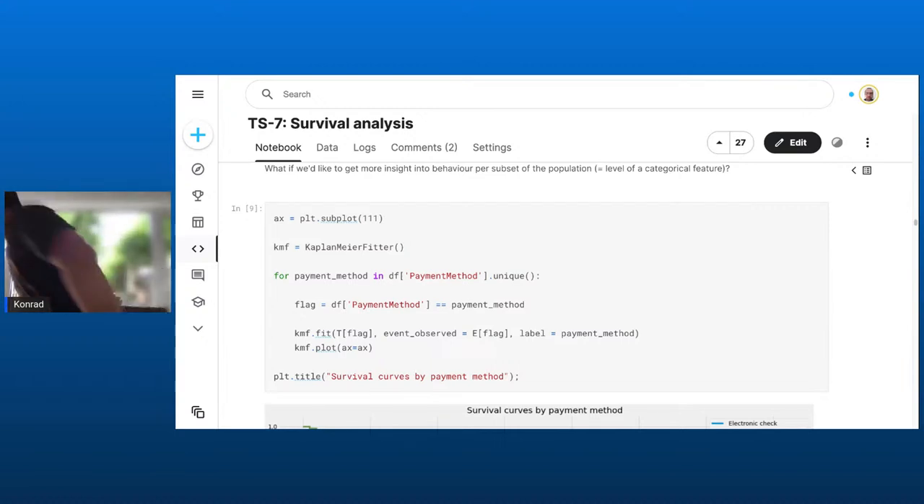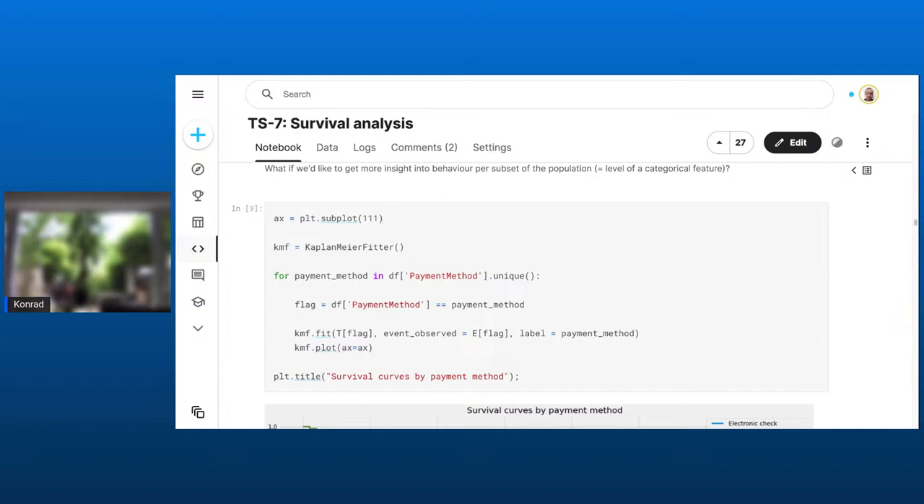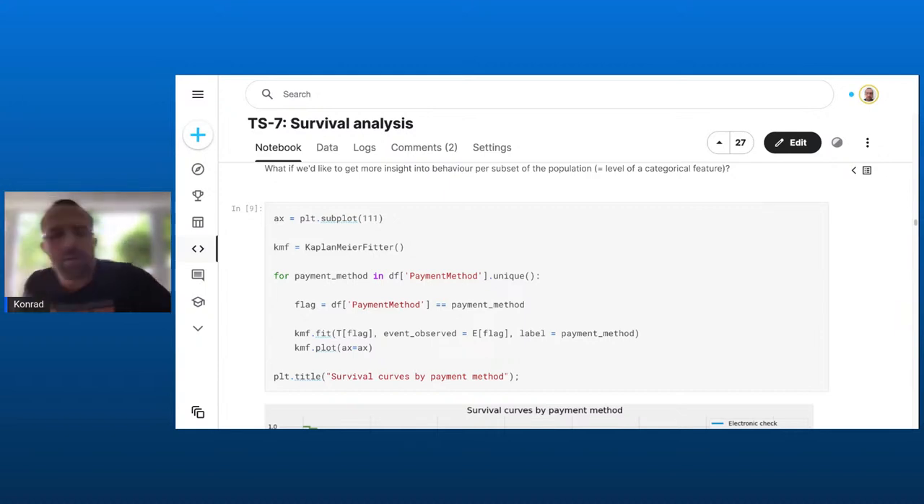Excuse me for one second. I seem to have a little bit of a Bob the Builder in the neighborhood.